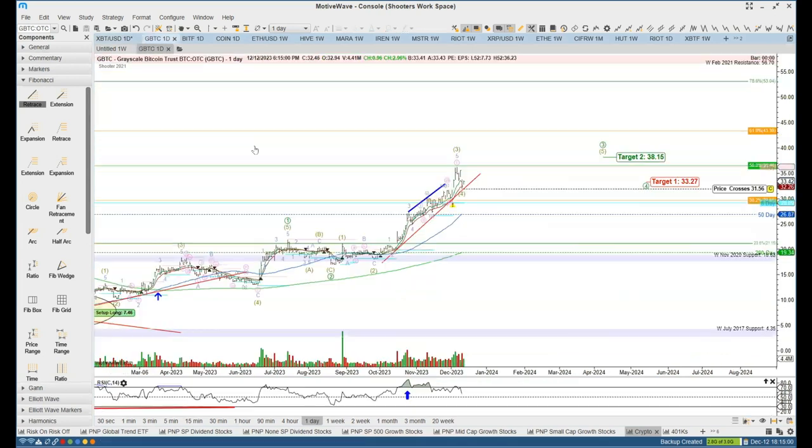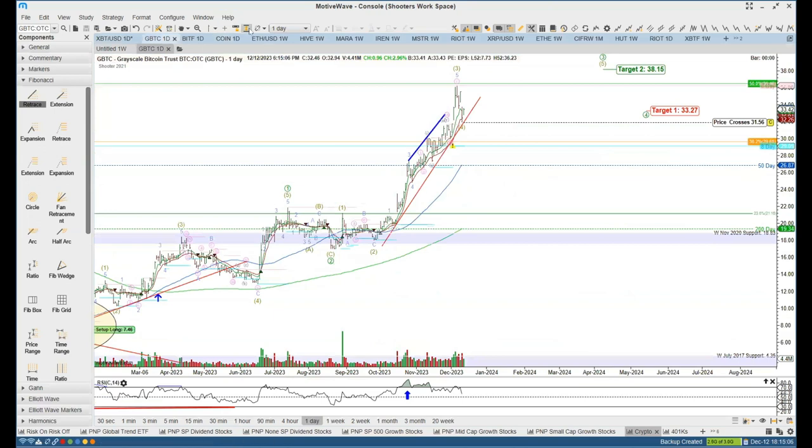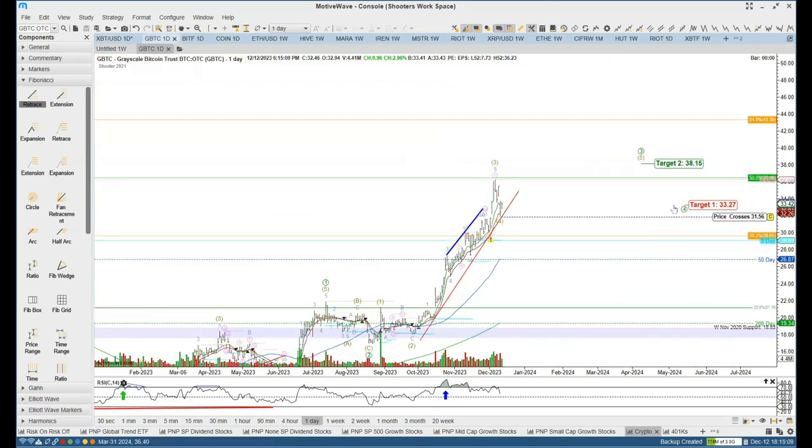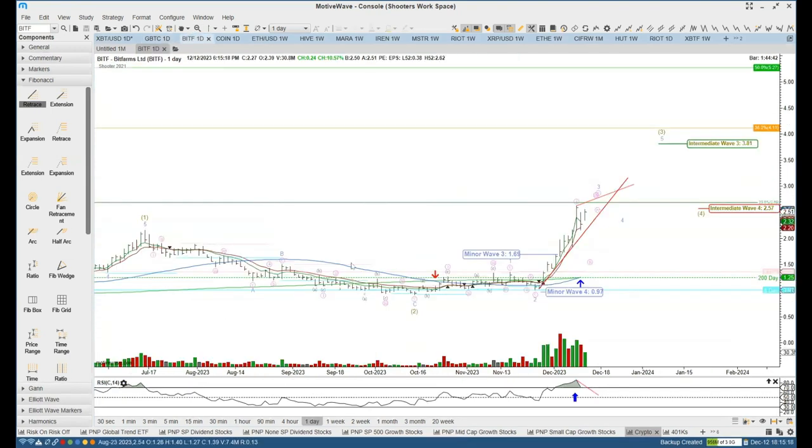Now, I wanted to jump over to GBTC, just because I know a number of you still have positions there. Right now the count says our 4 is in, and we're going to hold and then head towards 38. So no major difference there. Now, I wanted to go over Bitfarms.